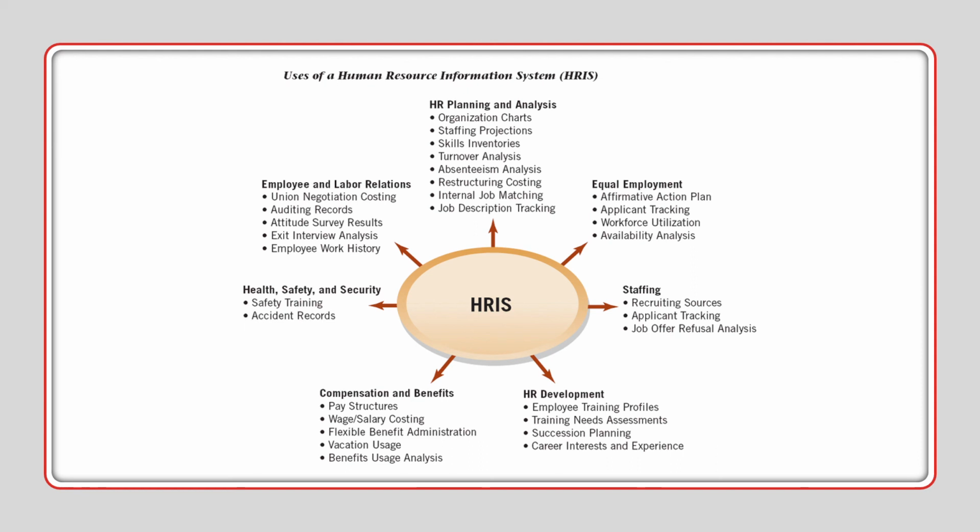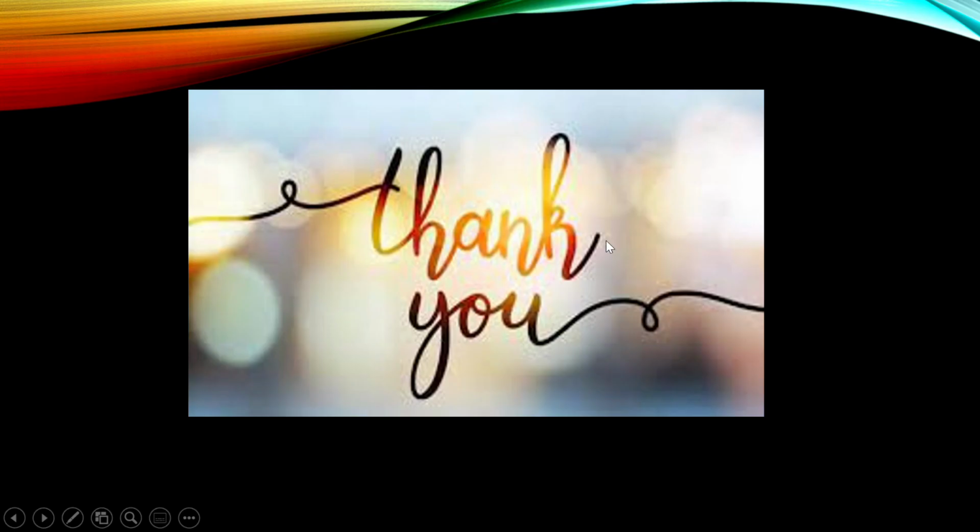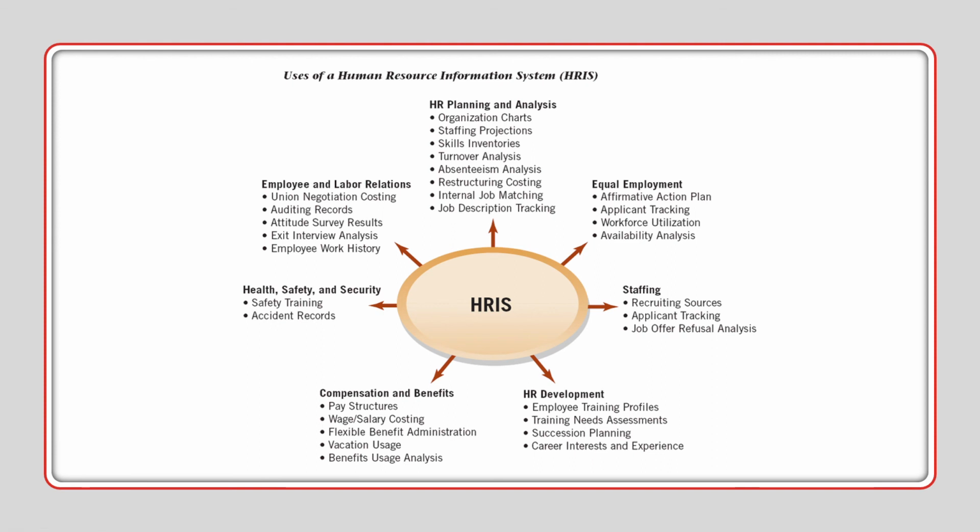So the human resource information system has HR planning and analysis, which has all these things under it. Then we have equal employment, then staffing, then HR development, then compensation and benefits, health, safety and security, and lastly employee labor relations.